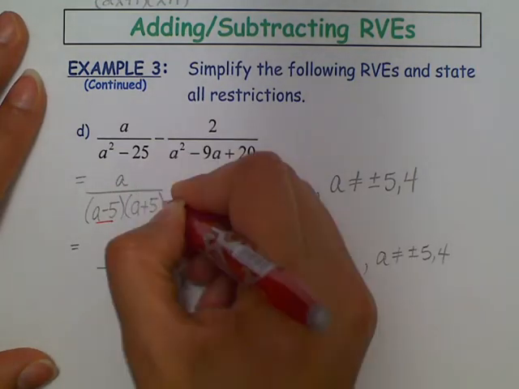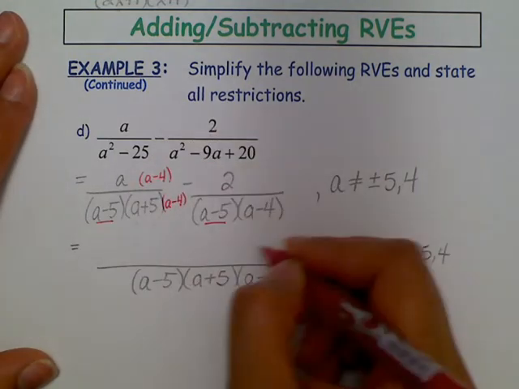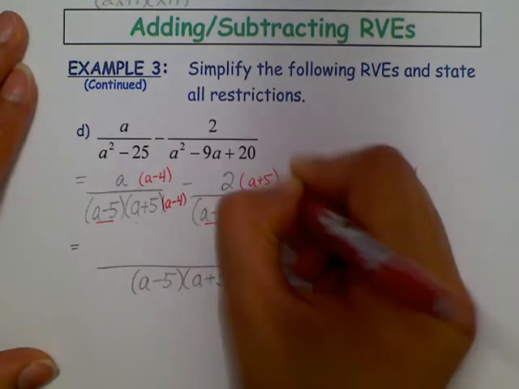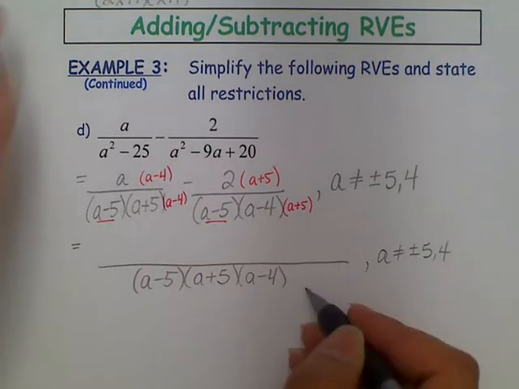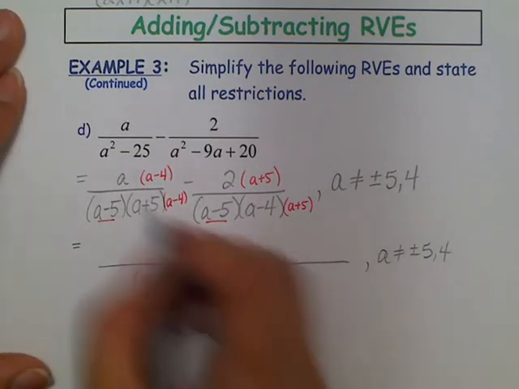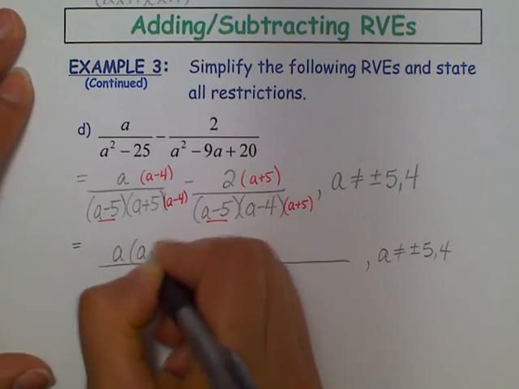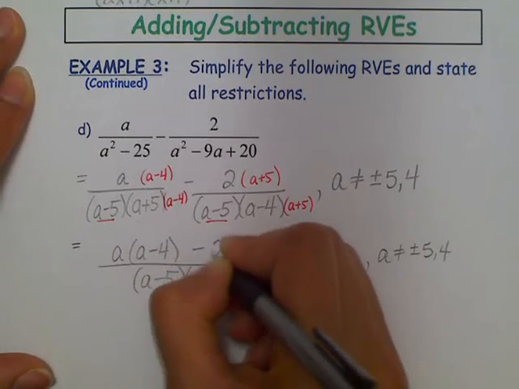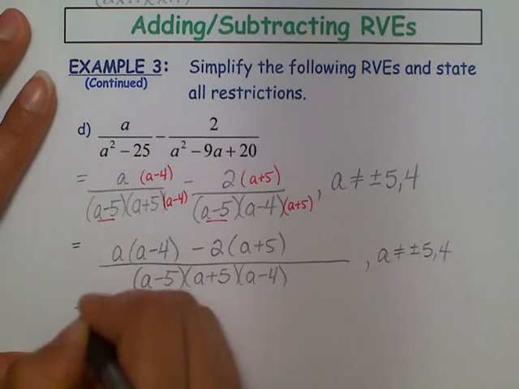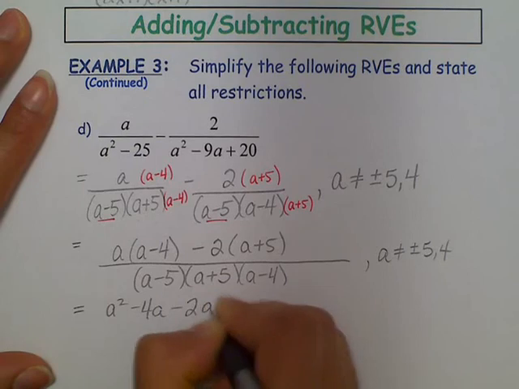What this means is the first RVE needs to be multiplied by a minus 4 in the numerator and denominator. And the second RVE needs to be multiplied by a plus 5 in the numerator and denominator as well. And so I already have a common denominator. You can see that between all the factors in the denominator here. And so now it's just a matter of simplifying the numerator part. I'm just going to rewrite it because sometimes it's easier to just see it written out before you expand and simplify. And so now I can expand and simplify the numerator part.